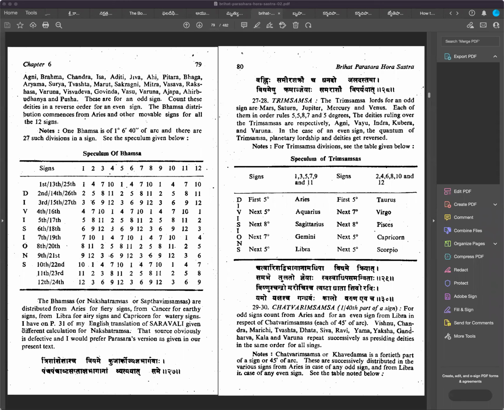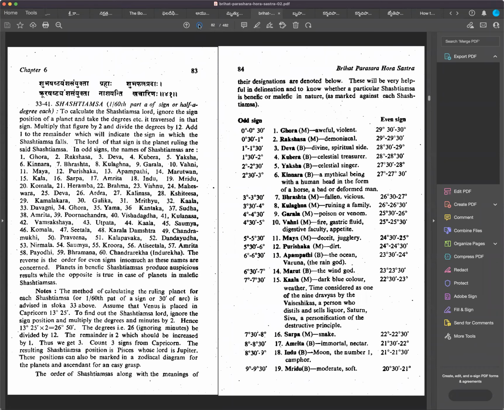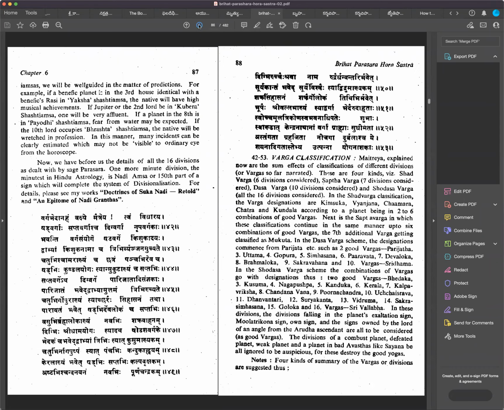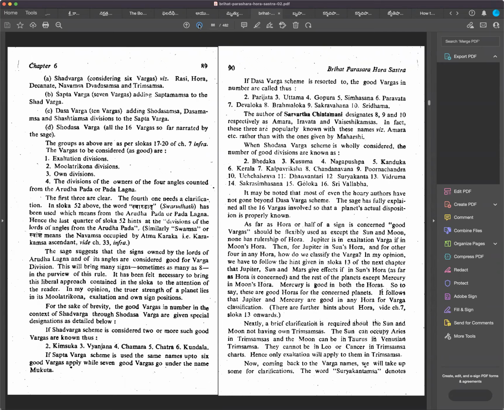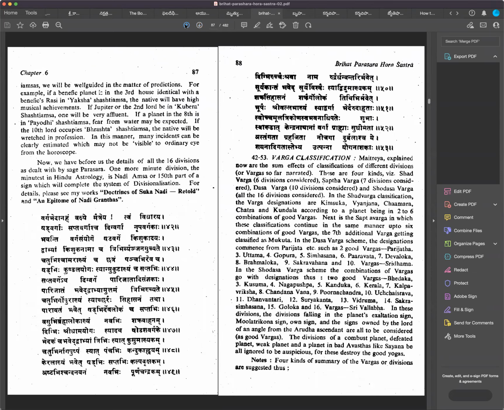Okay, next we'll go to Chatvarimsha. Sir, next 3 charts are there. We'll go for next week. The last 3 remaining charts are there. Okay. So chapter 6 is talking about all this. This chapter will complete next week.